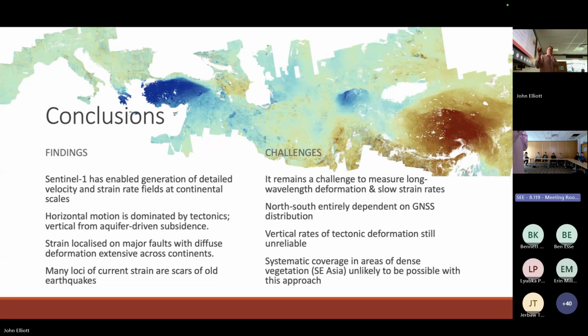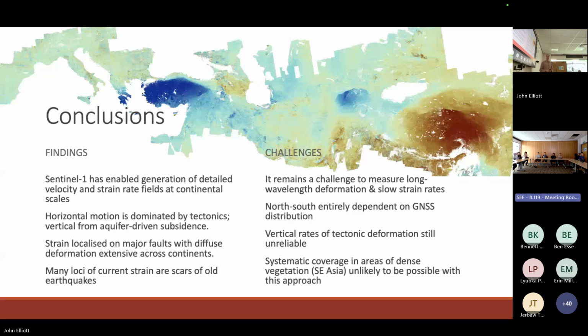So in conclusion then, last slide here, the findings from Sentinel-1 have enabled us to generate really quite a detailed velocity field over a trans-continental scale. We've been able to do this at a big picture. The horizontal motions, this is the eastward velocity, are dominated by the tectonics. The vertical is all about aquifer-driven subsidence. The strain is localized on the major known faults we already know about. Diffuse deformation happens everywhere else off these North Anatolian faults, East Anatolian faults, the large strike-slip faults of Tibet. Everywhere else is really quite diffuse.